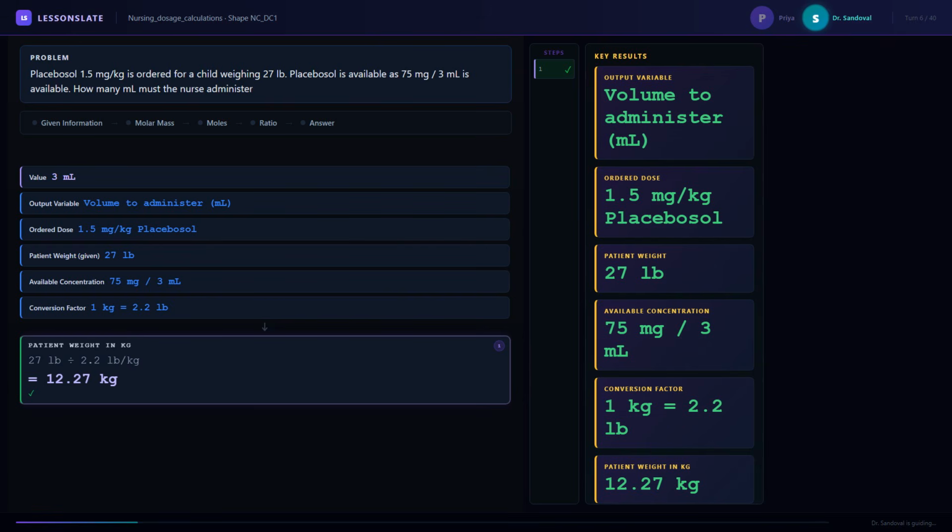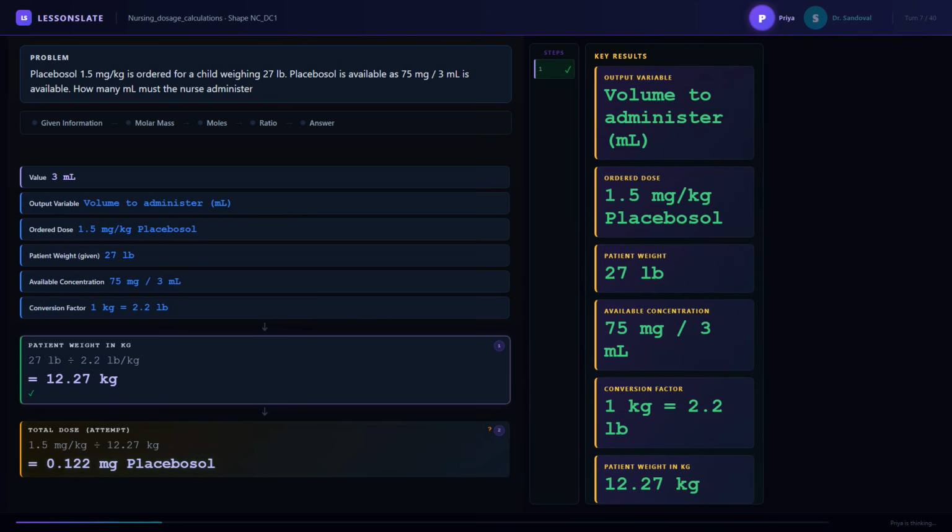Now that we have the child's weight in kilograms, what's the next step to figure out the total dose of Placebosol in milligrams for this child? Okay, so the order is 1.5 milligrams per kilogram, and we have 12.27 kilograms. So for the total dose, would I divide the 1.5 milligrams by the 12.27 kilograms? I'm thinking 1.5 divided by 12.27. That gives me about 0.122 milligrams.